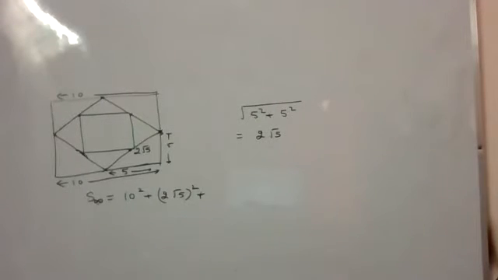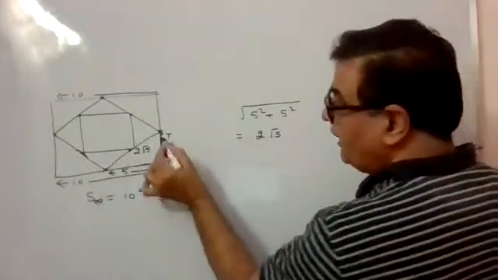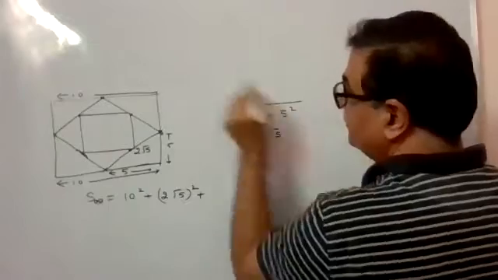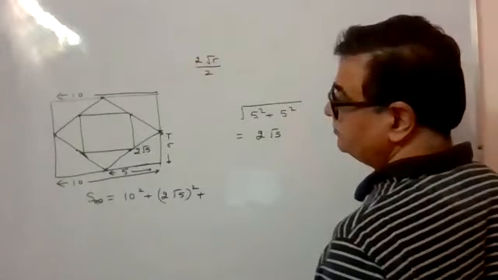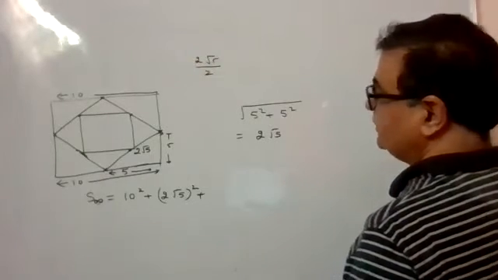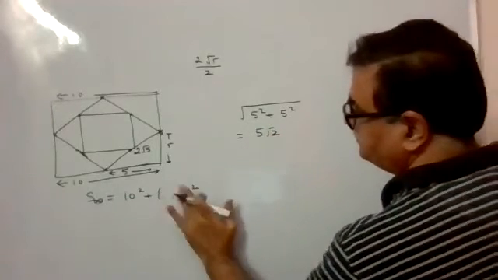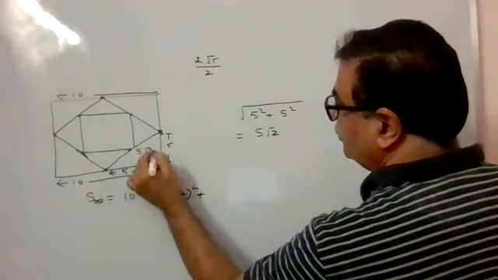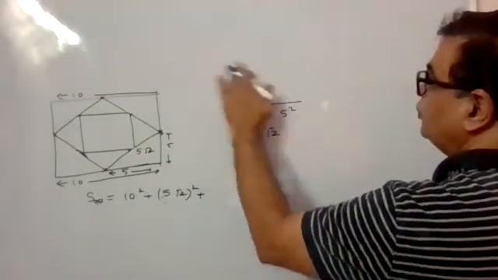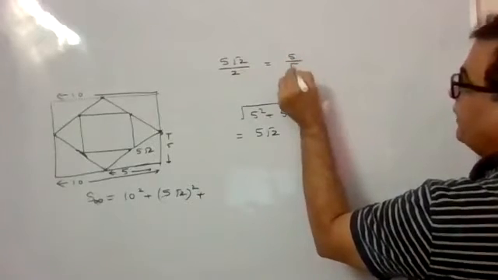Then coming to the third square. This total is 2 root 5, so half of 2 root 5. I did something wrong here, you did not notice. It should be 5 root 2. So this has come out to be 5 root 2. Now I have 5 root 2 by 2, which is 5 by root 2.